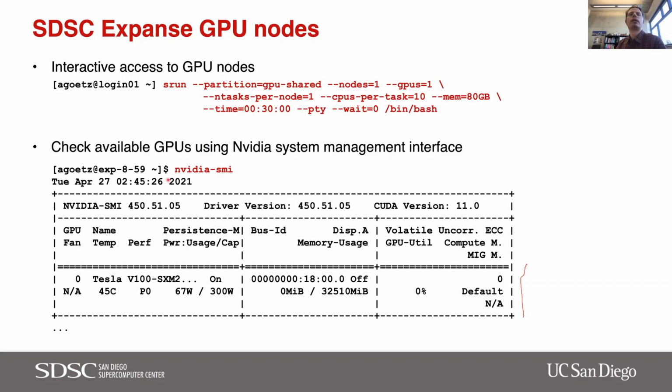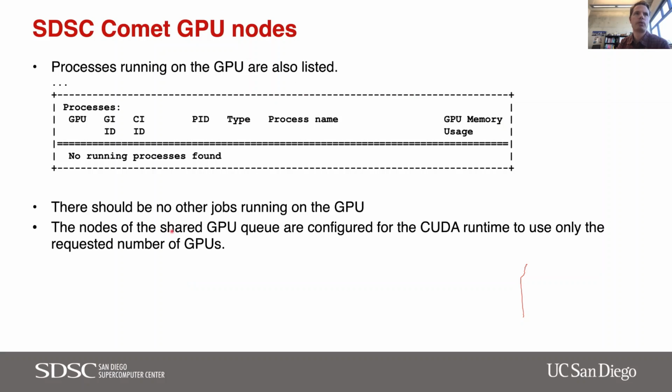If you've logged in to a GPU node, you can run nvidia-smi, the system management interface, and it will just give you information about the GPU. So you will see, for instance, if I have requested a single GPU here, GPUs equals 1 on a single node, I will see that I have 1 GPU available, and it's a V100 SXM2. You'll see also processes running. Of course, if I haven't launched anything, there's no process running on the GPU currently. So you shouldn't see any processes unless you start something and it's running on the GPU.